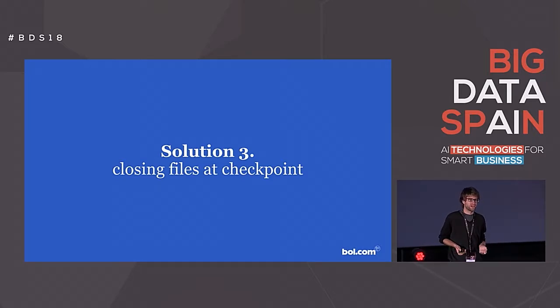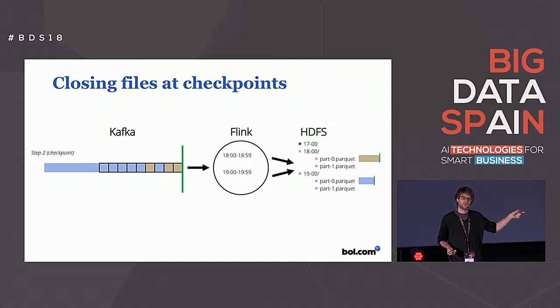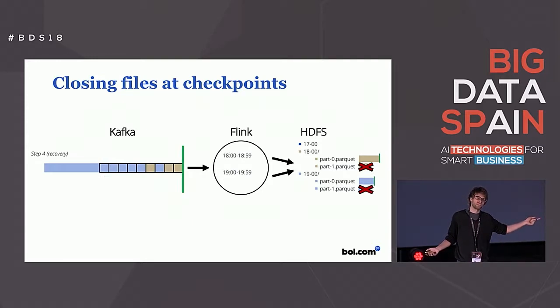That means closing files at checkpoints. And what do I mean by that? We don't just write one file per every hour. We keep files in a directory per every hour, and we're going to write multiple part files. First, we write one part file, but when we get to the checkpoint, we close the file that we've been writing and start a new file. As the writing goes on, we only write to the new file. And when a failure happens, we can simply remove that old file and roll back to the checkpoint.